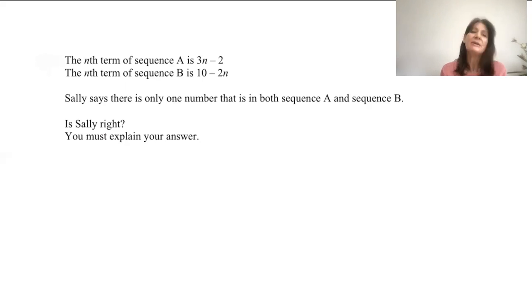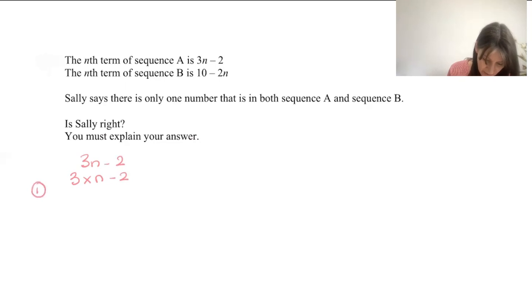So what we're going to do is we're going to look actually at the sequences that these rules will give us. So if we've got 3n minus 2, that means 3 times n minus 2. Now, if I want the first number in the sequence, I am going to put the number 1 where the n is. So 3 times 1 minus 2. So 3 times 1 minus 2 gives me an answer of 1. If I want to know the second number in the sequence, I'm going to change the n to 2. And that is going to give me 4.